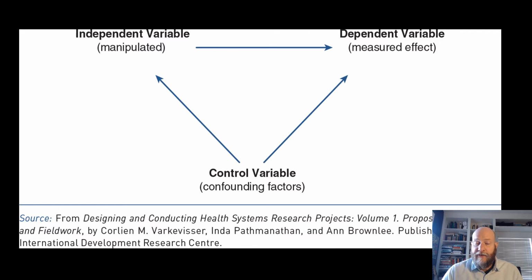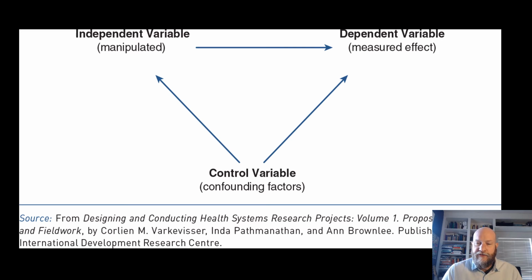This is simply a diagram to give you a visual representation of what I'm talking about in terms of the relationship between independent and dependent variables, and then possible confounds or confounding factors as they're listed here. This is from your book. But essentially, in the top left corner of this triangle, you have your independent variable, which is manipulated. And then you want to see its influence on your dependent variable in the top right corner, which you can think of as your measured effect or your outcome.